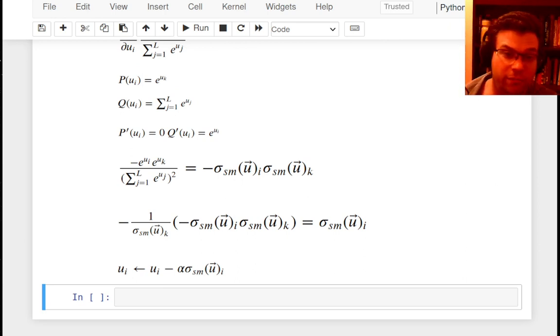So I am just going to have you do a quick little exercise on actually implementing the softmax in Python. And then I'll move on to some more applied stuff.